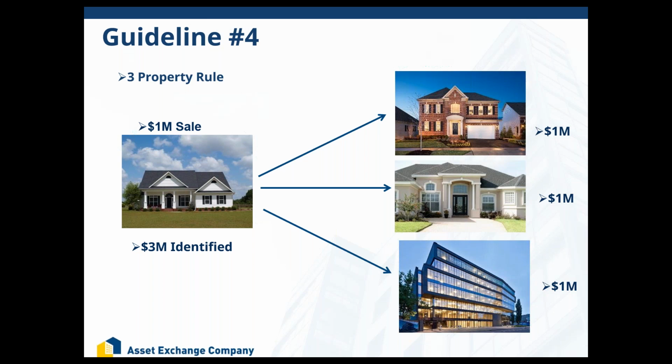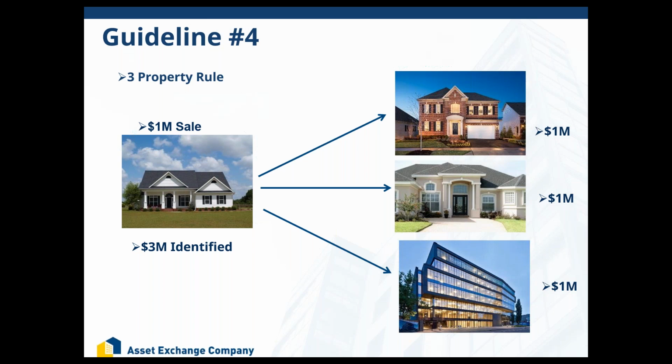Now, we go out and we identify three properties. Since we've identified three properties, we're in the three property rule. Let's just say, to keep the math simple, we're going to buy each one of those properties for $1 million each. So we've identified $3 million worth of property. Now, we could be buying each one of those properties for, I don't know, $10 million each, for a total of $30 million in identification. Again, it doesn't matter. As long as we identify three properties or less, the purchase prices can be any dollar amount. It does not matter.